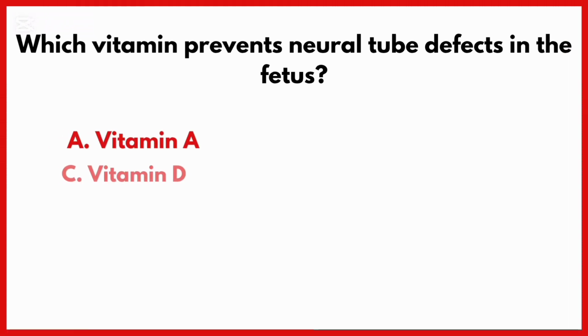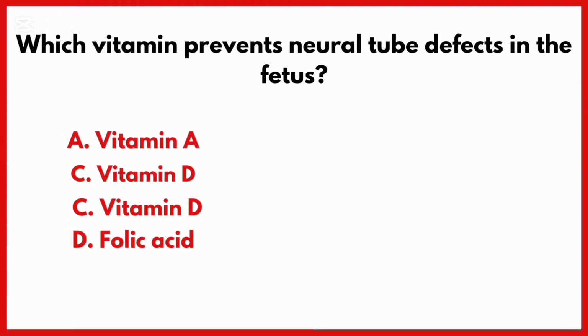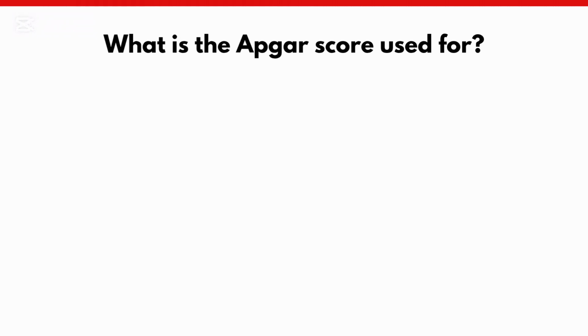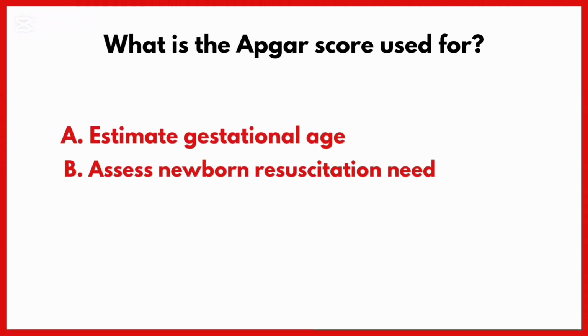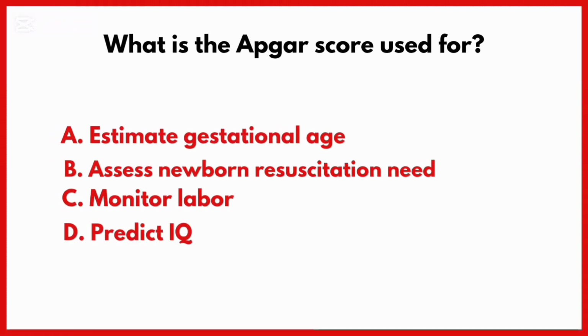Which vitamin prevents neural tube defects in the fetus? Correct answer is option D, folic acid. What is the Apgar score used for? Correct answer is option B, assess newborn resuscitation need.